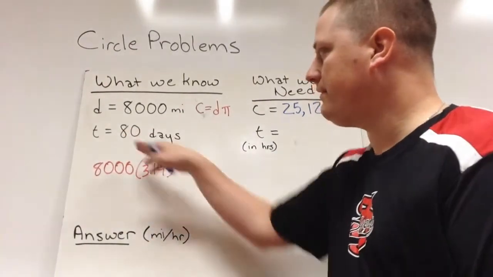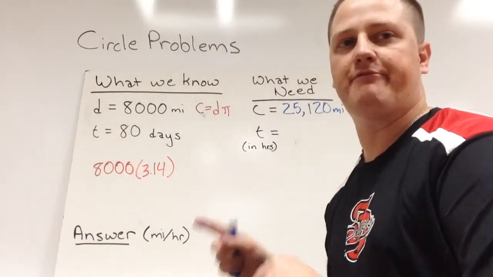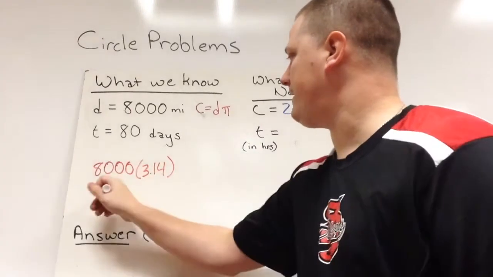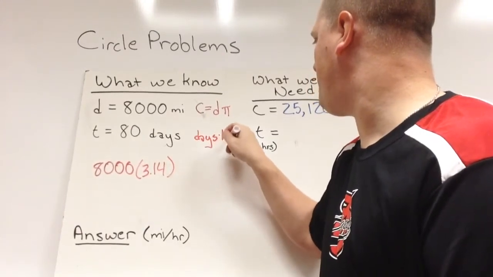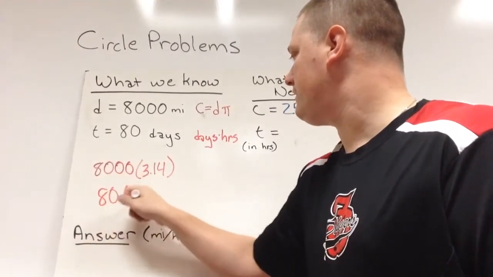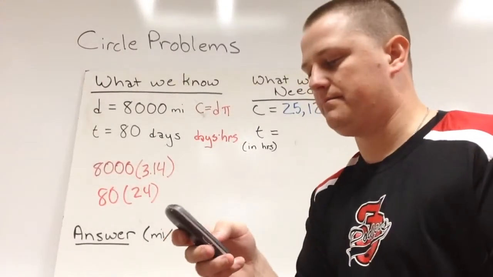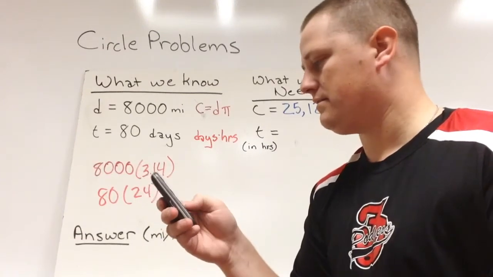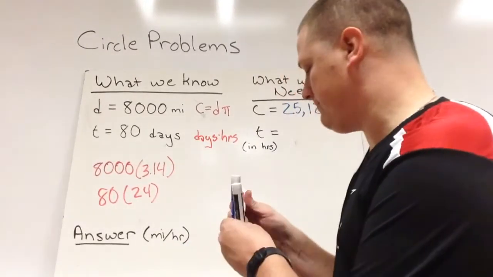I need time, which is in days, into hours. Well, 1 day equals 24 hours, so if I have 80 days, I'm going to take days times hours, and I should have the total number of hours. So 80 times 24, again, take my calculator, 80 times 24, that's going to give me 1,920.